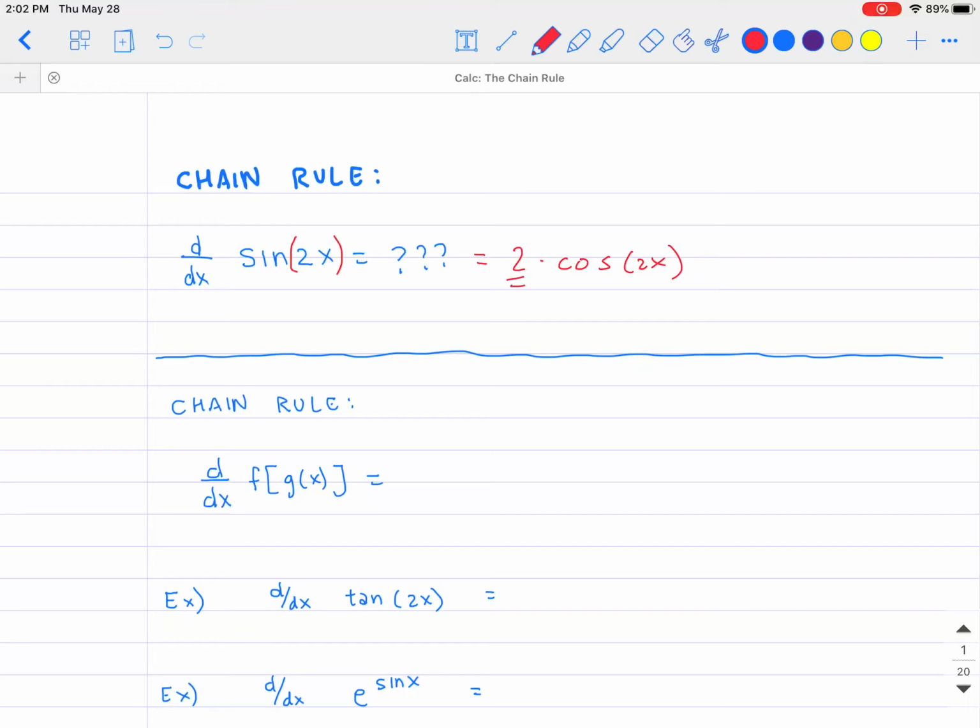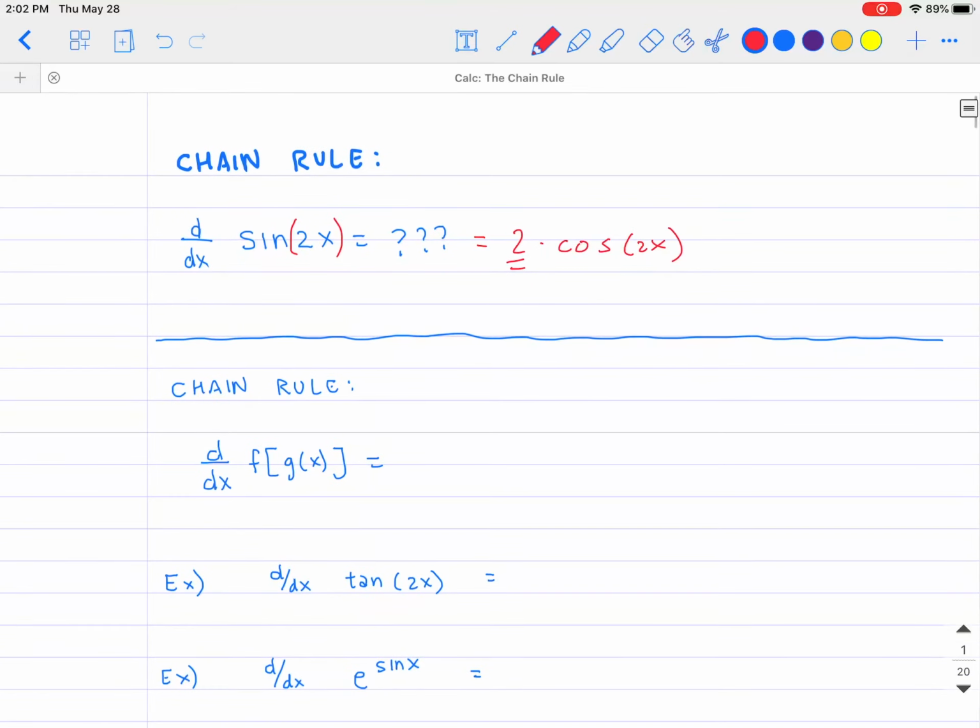So the question is, well, where's this 2 coming from, and how do we actually approach it, and how do we actually get it? So first, I'm going to go ahead and give you what the chain rule says about what the derivative is. And then afterwards, we're going to go ahead and derive it. So here's how it works then.